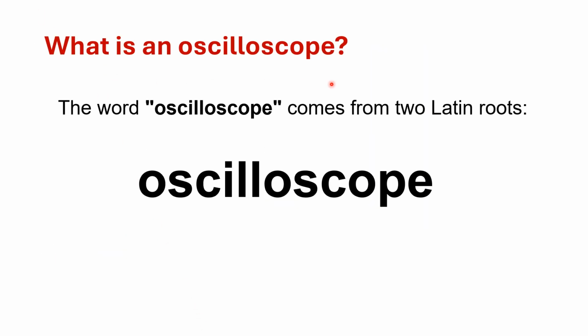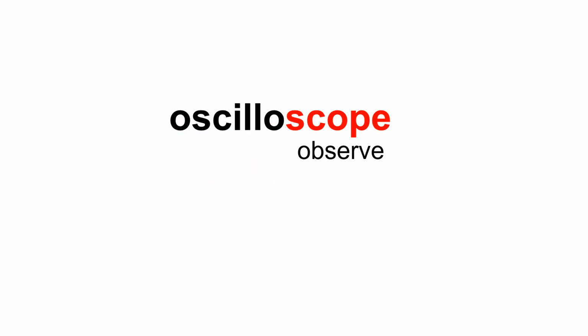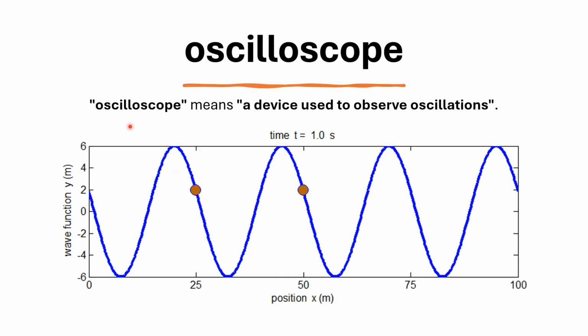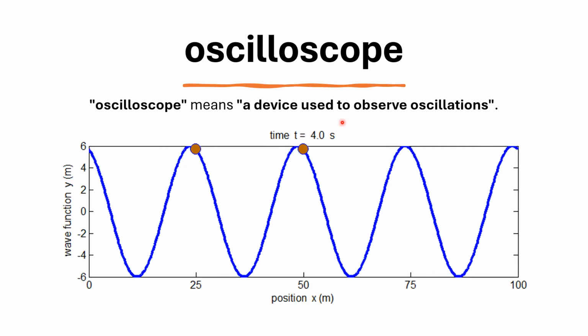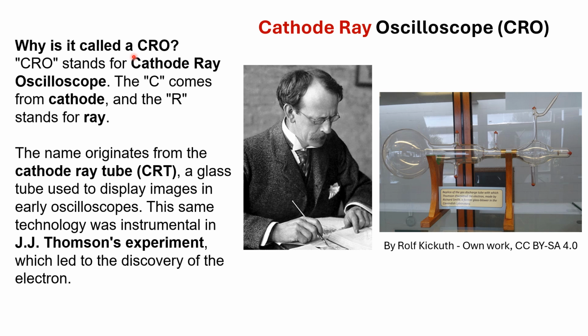What is an oscilloscope? The word oscilloscope comes from two Latin roots, oscillo and scope. Oscillo means oscillate, and scope, observe. Oscilloscope means a device used to observe oscillations. What is it called? A CRO. CRO stands for Cathode Ray Oscilloscope. The C comes from cathode and the R stands for ray.